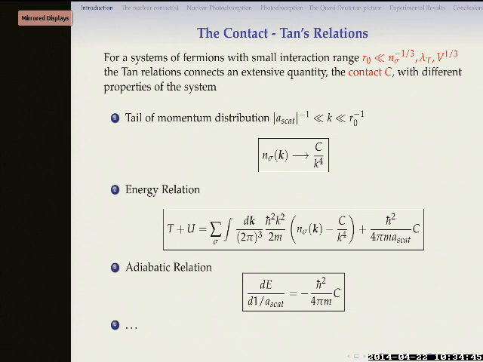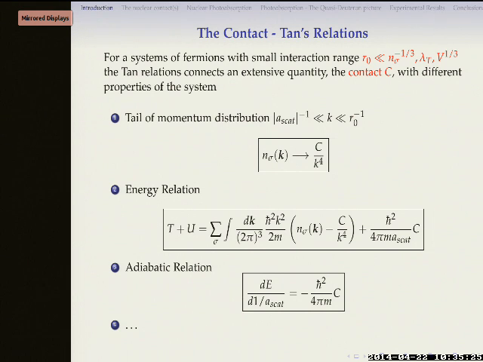And under this assumption, you can write some very smart relations between the momentum distribution, the energy, and some other properties, and they are all related to one quantity that is now known as the contact, that is denoted by C. So C is this contact, and it appears, as I was saying, in the tail of the momentum distribution, in the energy relation, in some other relations that connect this microscopic property to the macroscopic properties of the system.